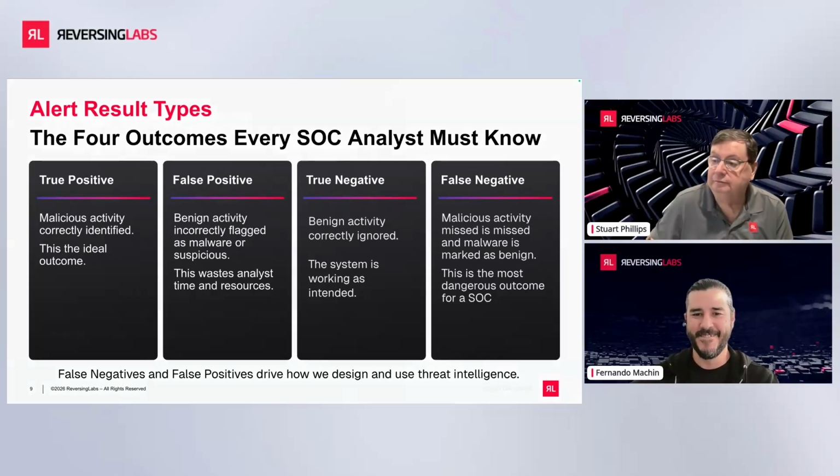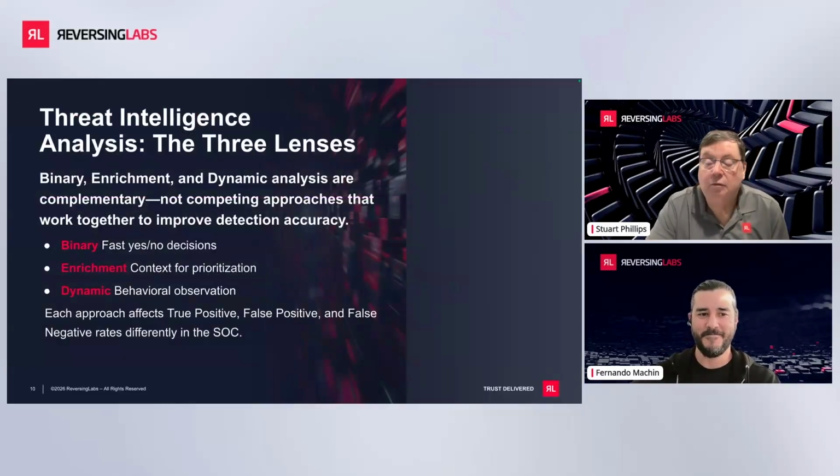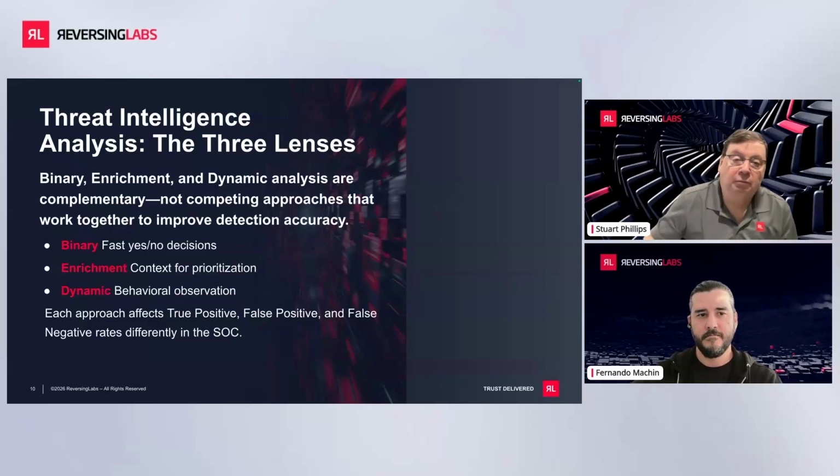Yeah. So we're going to talk about the three lenses, as we call them: binary, enrichment, and dynamic. Again, people call binary static. In enrichment, we talk a lot about indicators of compromise, and dynamic, which also people call sandboxing. So we're going to go through each one of these and talk about how these should be applied, the best practices, and the best use of those.